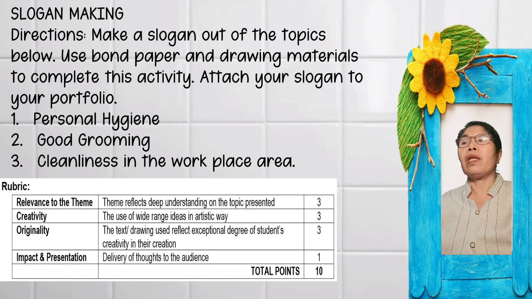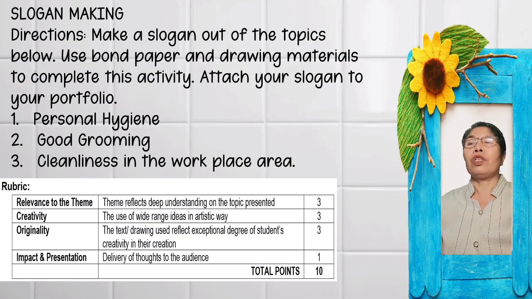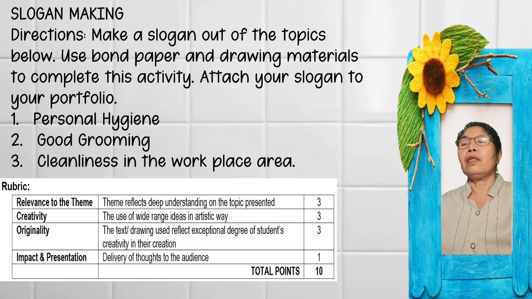So, you may use bond paper and drawing materials to complete this activity, or you can also draw it in your notebook. Number 1, personal hygiene. 2, good grooming. 3, cleanliness in the workplace area. So, you just choose among the given 3 topics.